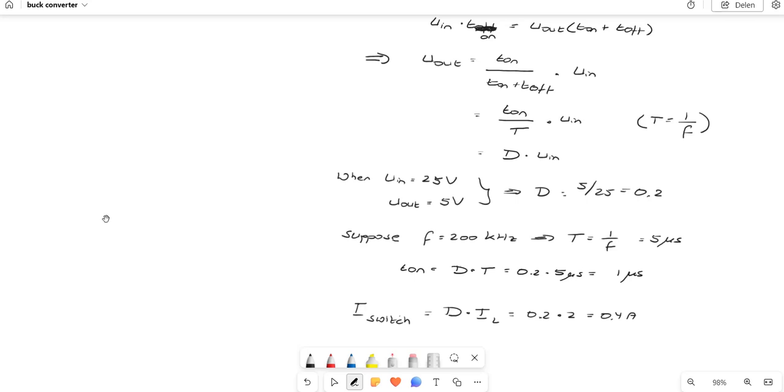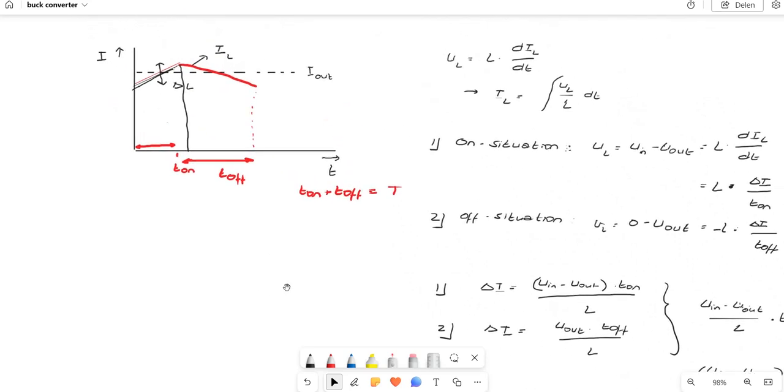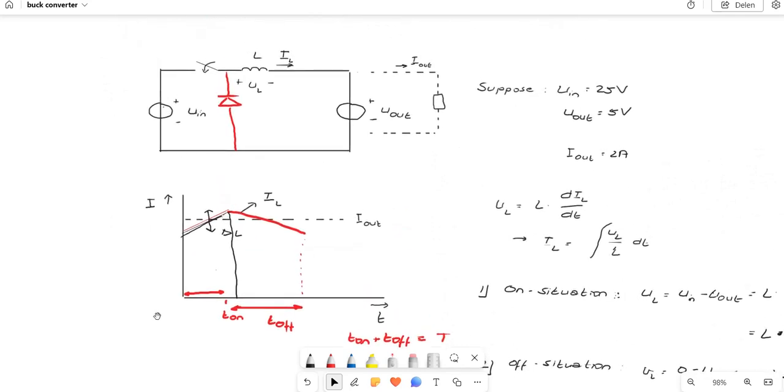Remember, I switch is the average value of the current through that MOSFET, which is very low, lower than the output current. So always keep in mind when selecting a MOSFET, the average current can be very low, but during the on time, the maximum value of the current is of course I out, 2 amps in my case, plus half delta IL. So you should take into account that the maximum value of the current flowing through that MOSFET could be much higher than that average value.